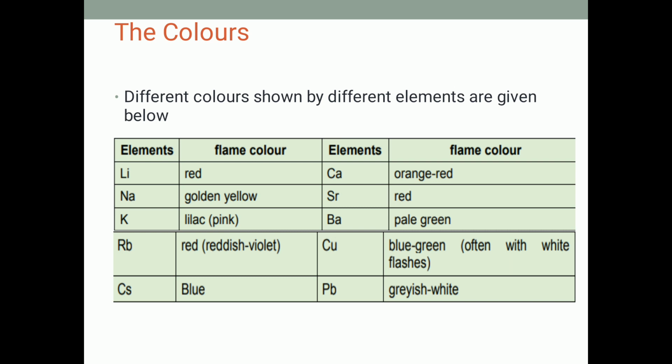Different colors shown by different elements are given below. You can see here that lithium will show flame color red, sodium will show flame color golden yellow, and potassium pink, rubidium red, cesium blue, calcium orange red, strontium red, barium pale green, copper blue green, and lead grayish white.